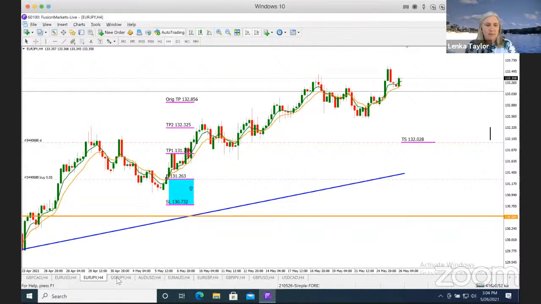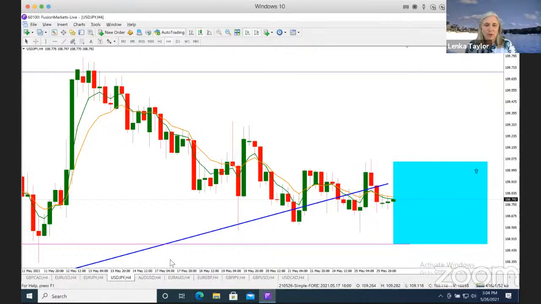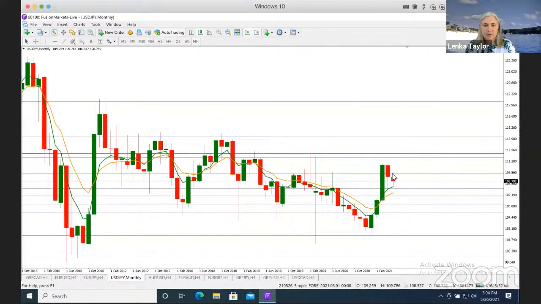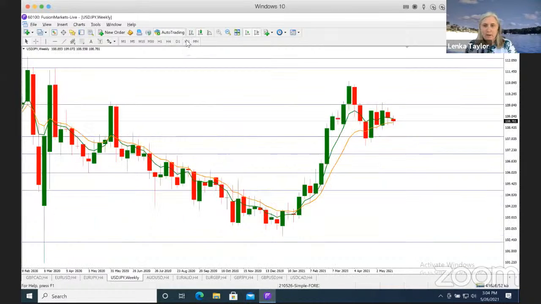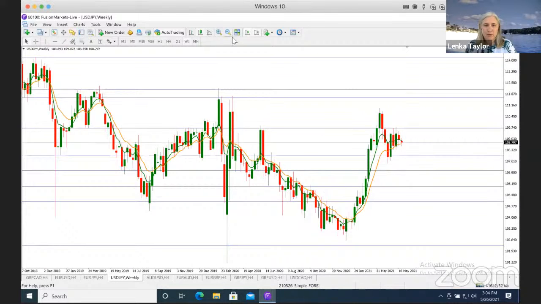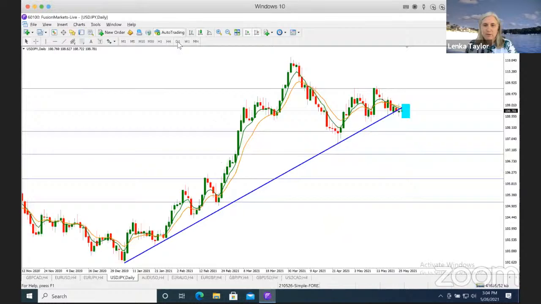Next currency pair I'm looking at is USD JPY. So on this currency pair, I'm looking for a long. In terms of the monthly, I'm looking for a long to at least this horizontal level there. Our weekly is going sideways for a bit. So let's have a look. Yeah, looking to go at least to there and possibly further on this one. So let's see what happens.